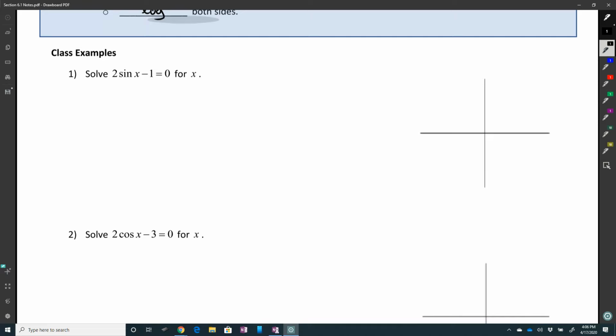So let's look at our first example. It says solve 2 sine of x minus 1 equals 0 for x. So I'm just going to get my equation and solve it like normal. I add 1 to both sides. All right, so that cancels that out. So there we go. I have 2 sine of x equals 1. And then the next step would be to divide both sides by 2. All right, so now we have sine of x is equal to 1/2.